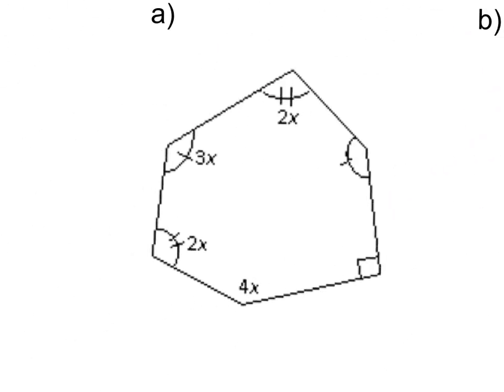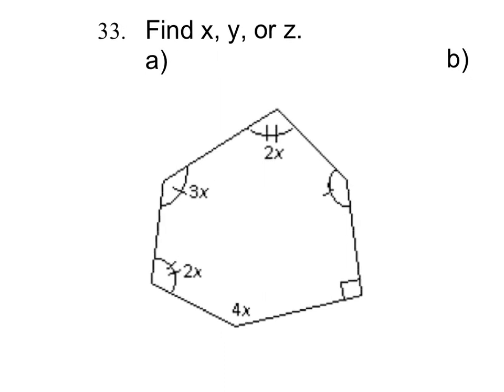Okay, next one, we're going to find x. This has 1, 2, 3, 4, 5, 6 sides. So 6 minus 2 times 180. When we do that, we end up with 720 degrees. So all of these angles have to add up to 720.